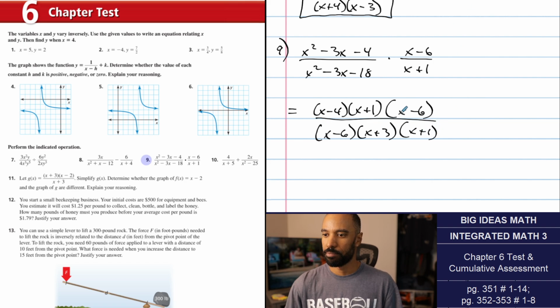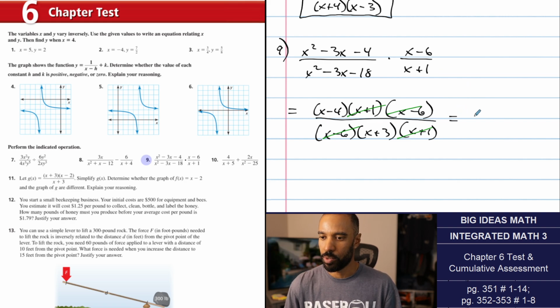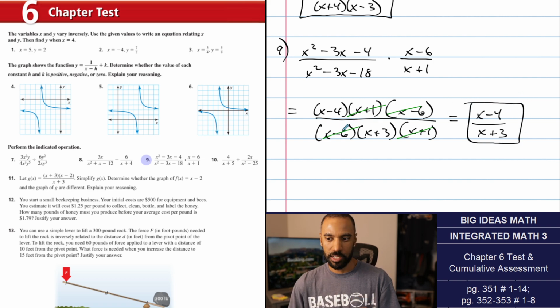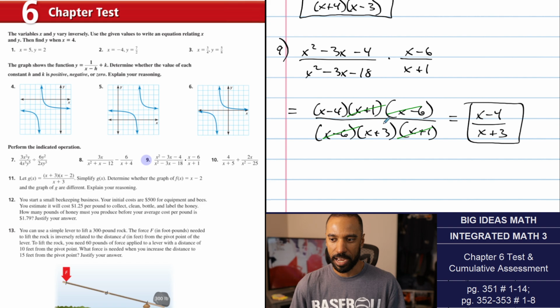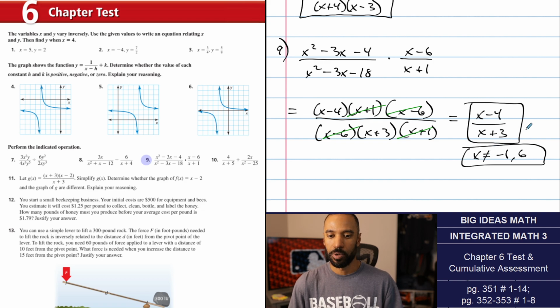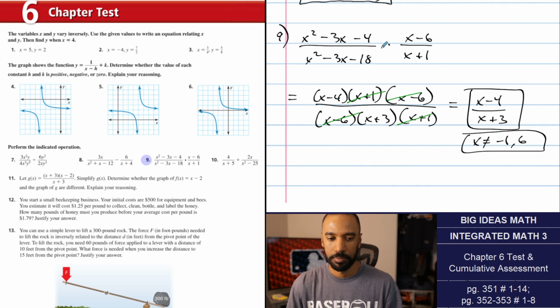Some things go away. Couple x minus 6's, couple x plus 1's. You're left with x minus 4 over x plus 3. And that is the simplified version. No, you can't cancel out these x's. No, I will not allow you. There are restrictions, the ones that we can't see anymore. X couldn't equal 6. X couldn't equal -1. So -1 and 6 are our restrictions on that.